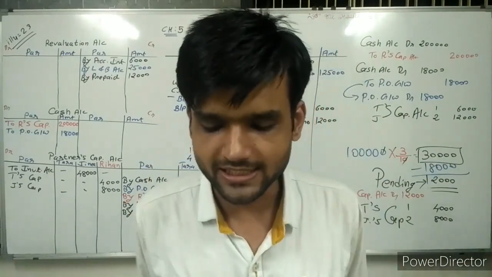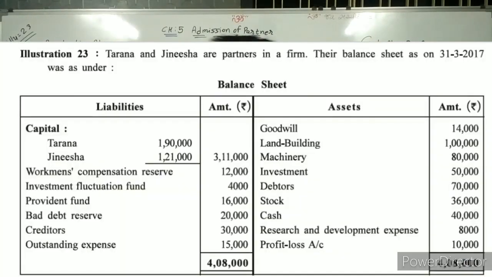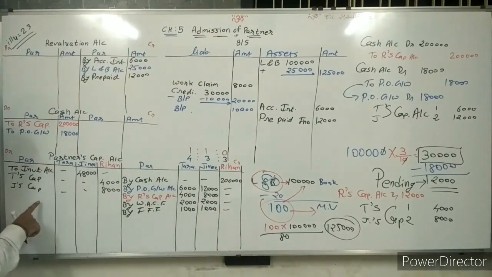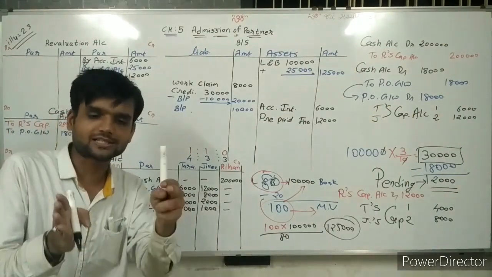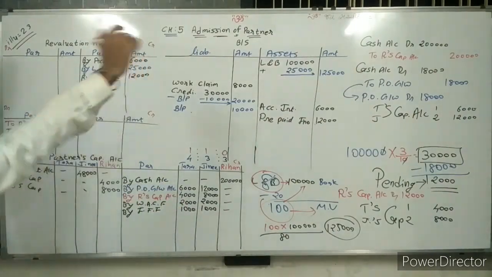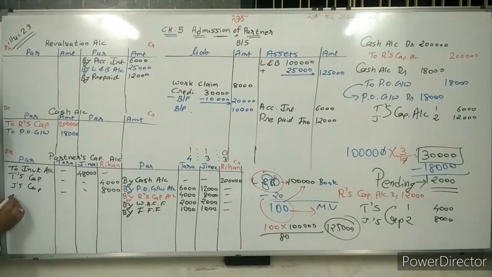First of all, goodwill is given as 14,000. Don't worry, it is distributed among the partners, whatever is given in the balance sheet. So here we are distributing goodwill. In which ratio? This goodwill is distributed in the old ratio because it is given in the balance sheet, between Tarana and Jinisha.